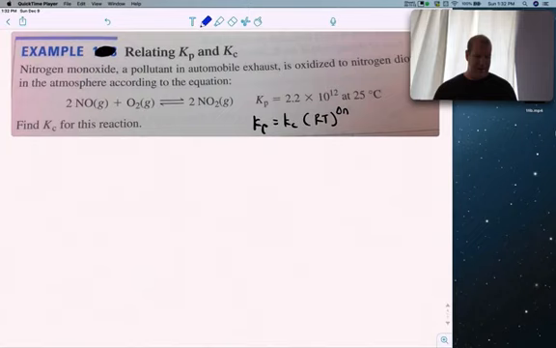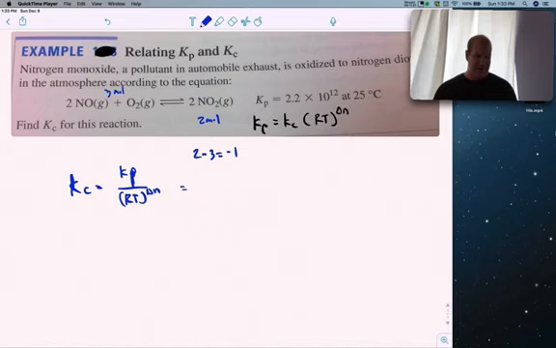So the Kp is equal to 2.2 times 10 to the 12th. So that means our Kc is going to be Kp over RT to the change in n. So we have 2 moles in the products and 3 moles of gas in the reactants. 2 minus 3 is minus 1.